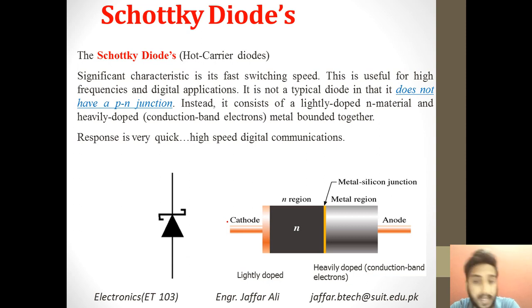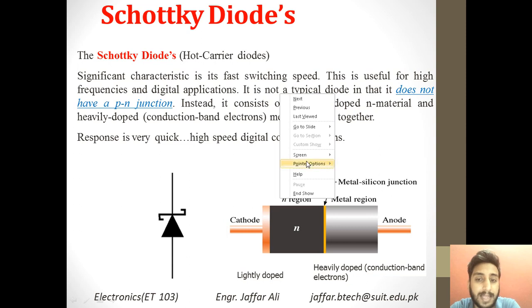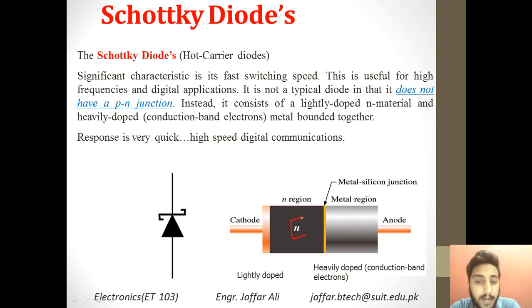positive type region and a negative type region, p type and n type. But in this specific diode, there is n type and there is no p type. Instead of p type, you put some metal region with this, and you know that metal is a conductor. So this is used for fast switching.